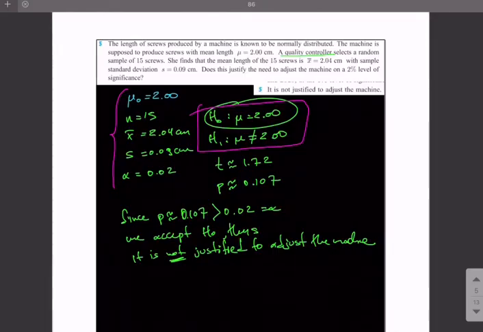We write the results from the calculator here, I write with the significant figures, and since p-value is about 0.105, which is greater than 0.02, we accept the null hypothesis. So the conclusion is that it's not justified to adjust the machine.